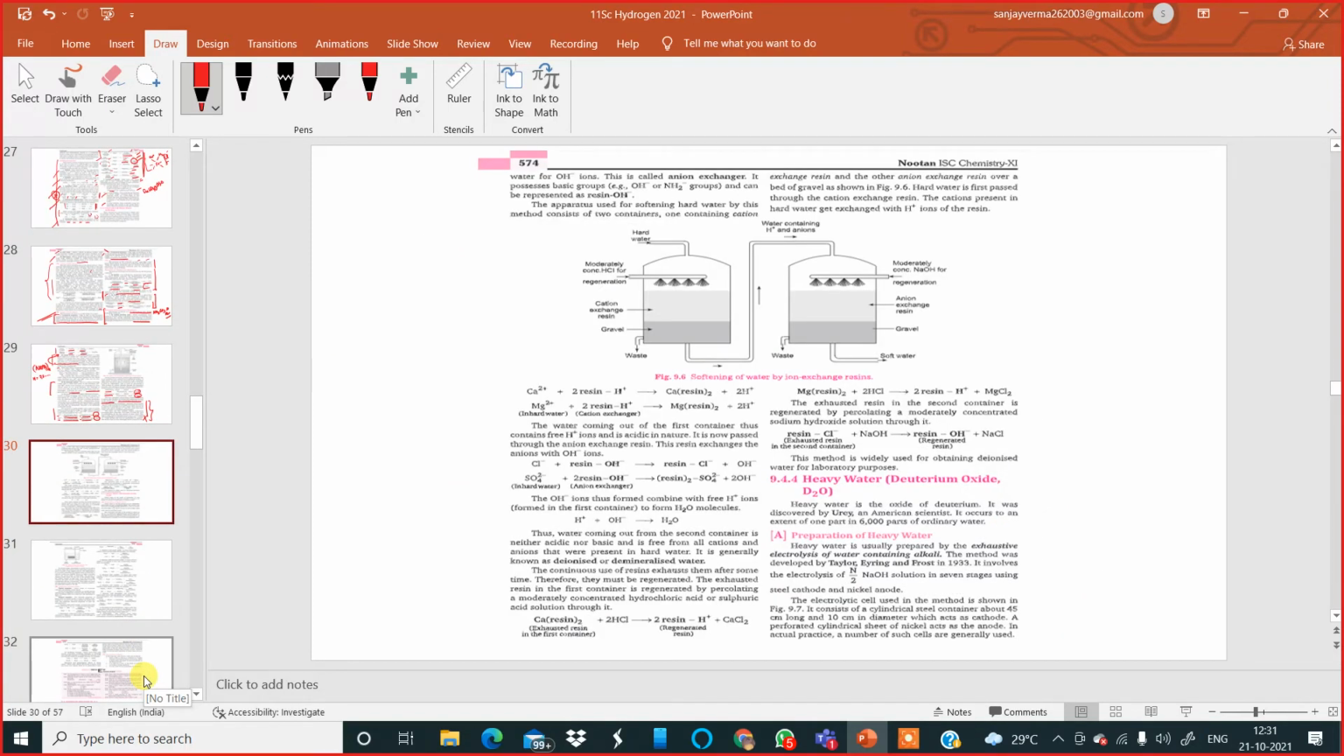Now, this is all about the chemistry of removing calcium and magnesium ions from hard water to make it into soft water. So this is the organic part over here.